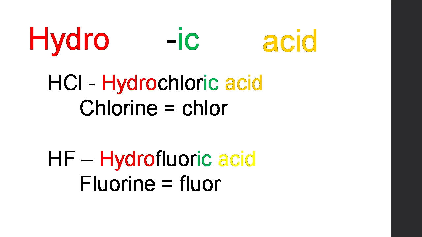To name a binary acid, place the prefix "hydro" and the suffix "ic" on the stem name of the nonmetal element, then add the word acid. For example, chlorine. Its root word is chlor, so its acid name is hydrochloric acid. Another example is fluorine. Its root word is fluor, so its acid name is hydrofluoric acid.